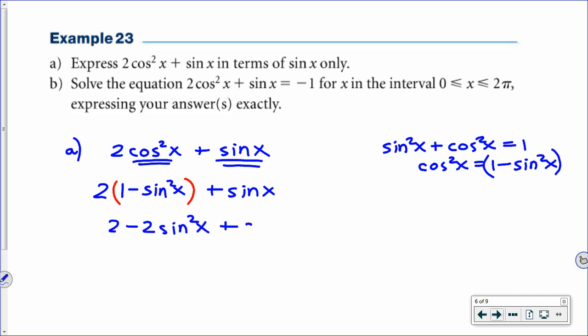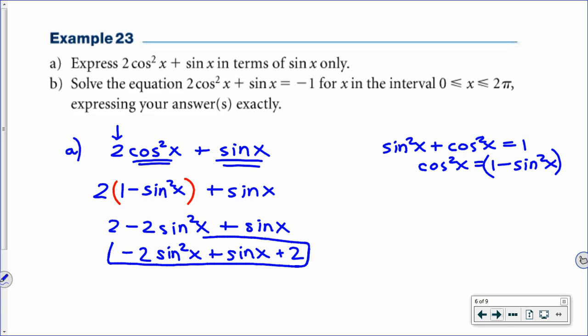Distributing the 2 through those parentheses, that was the 2 from the original expression there. And I'm going to rearrange this to make it look like a standard form quadratic, because I sense what's coming next in the next part of this question. So I just rearranged it. I kept the quadratic term first, then the regular sine x term, and then I moved that positive 2 to the end. So this would be my most simplified version of the answer to A, though I actually could have stopped here. This was in terms of sine only.